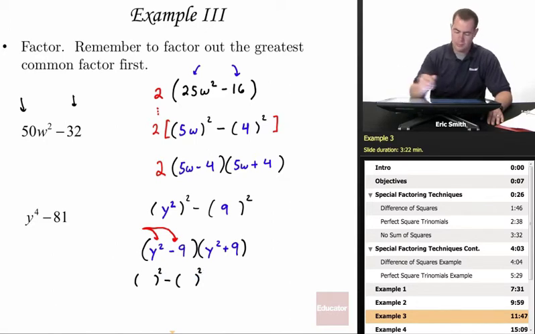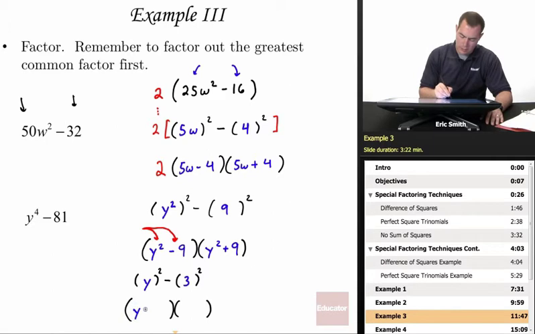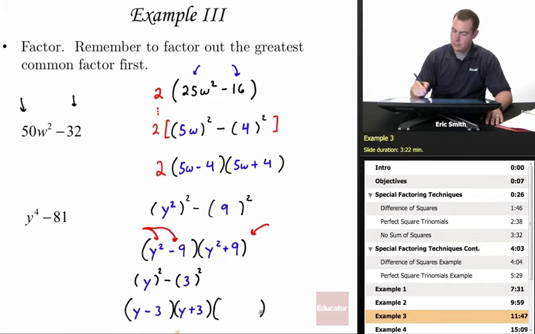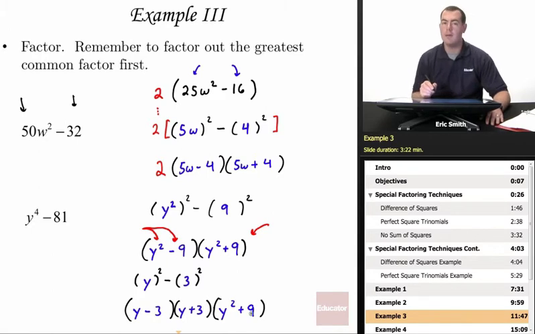What squared would give you a y squared? A y. And what squared would give you a 9? A 3. So this is y minus 3 and y plus 3. Now remember this one over on the other side? It's still there, so go ahead and write it along with the rest. Be careful though not to try and apply your formulas to that one, because that one is the sum of squares and we don't have a formula for that one.